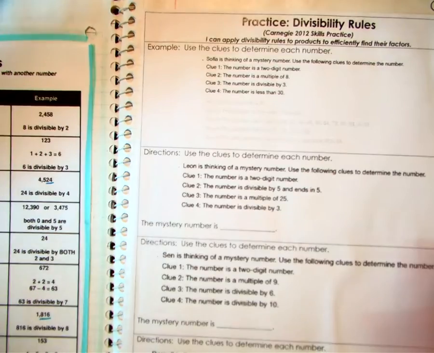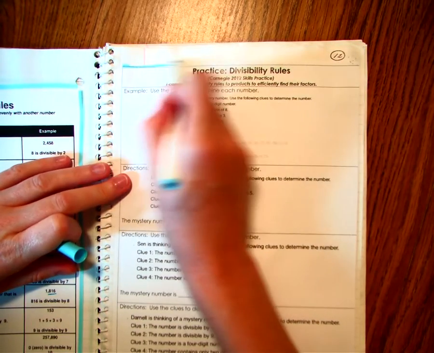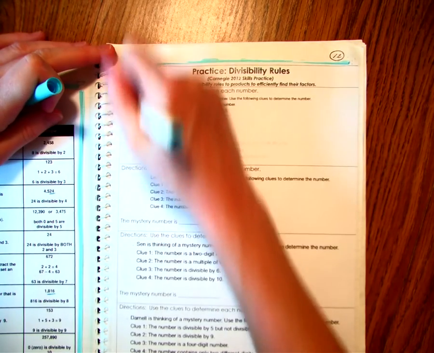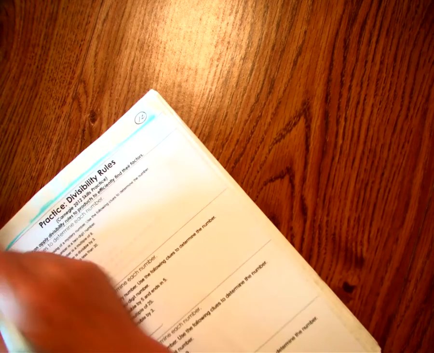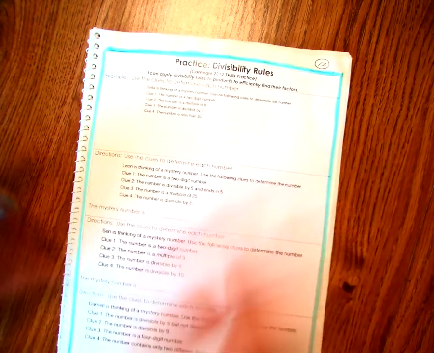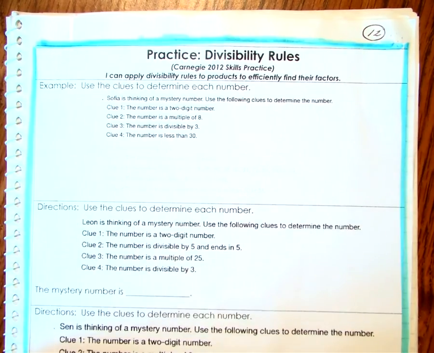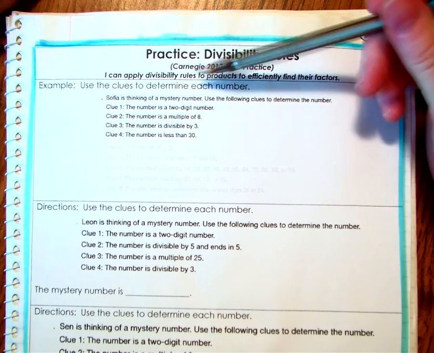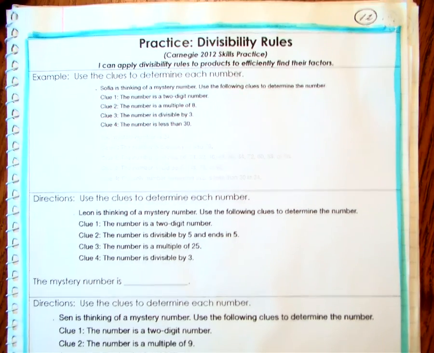Here's the fun activity, which I've never done before. There is a sample activity with a sample answer. I'll post this page if you lost it. On the first one, it's very, very faint, at least on my copy. It's the example where Sophia is thinking of a mystery number. Use the following clues to determine the number.